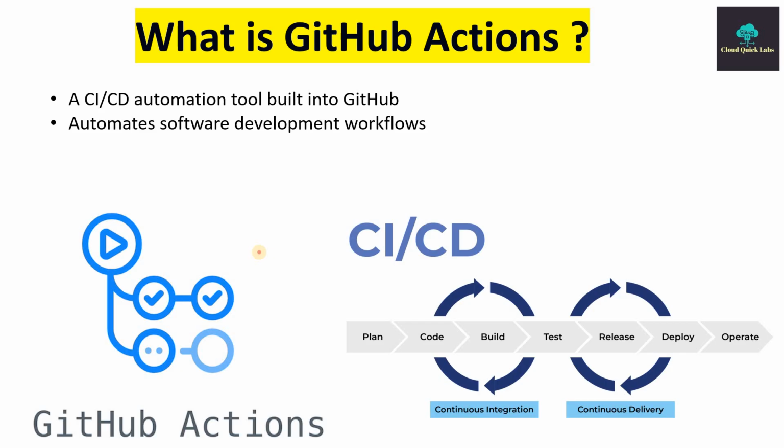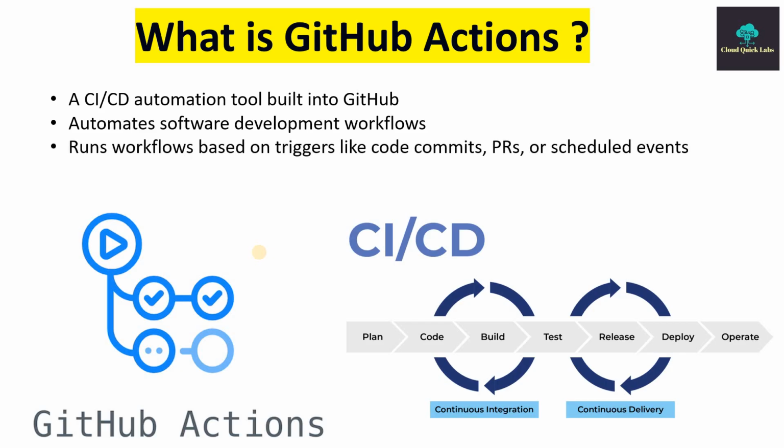and that pattern is now automated by GitHub Actions. Now, again, it actually runs workflows based on triggers like code commits, PRs, and scheduled events as well. So not only can you think of it as an automation tool, but it also has extra capabilities, like this workflow can be made to trigger on certain instances, like when somebody commits the code, somebody raises a PR, or schedules an event. Basically, it can be made to run based on certain events.